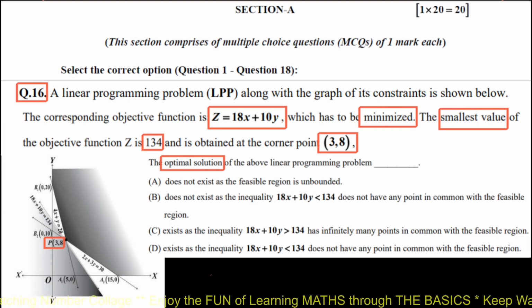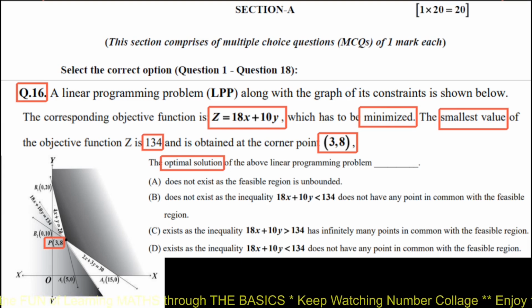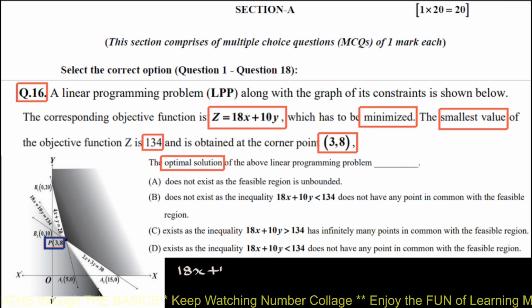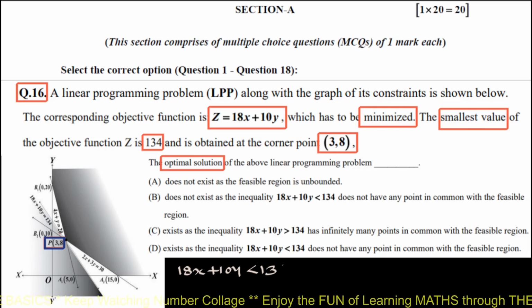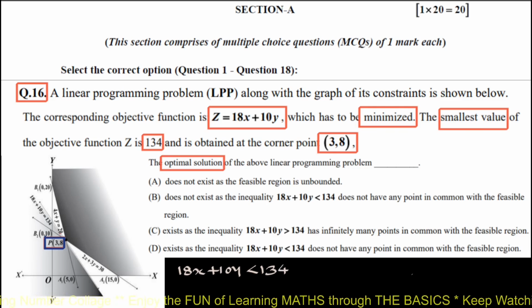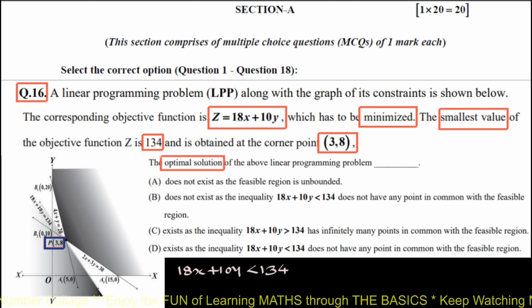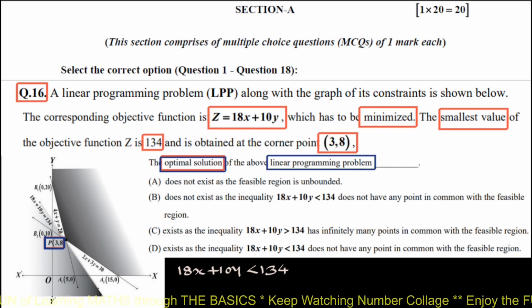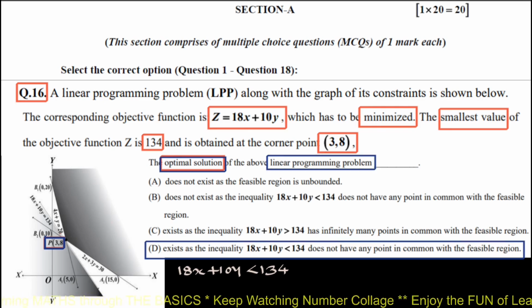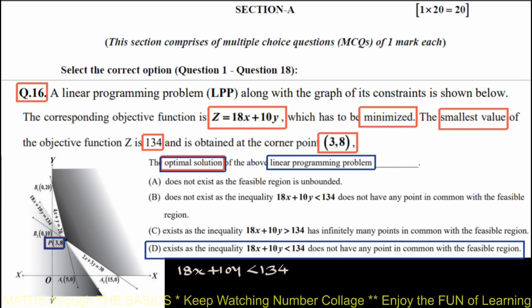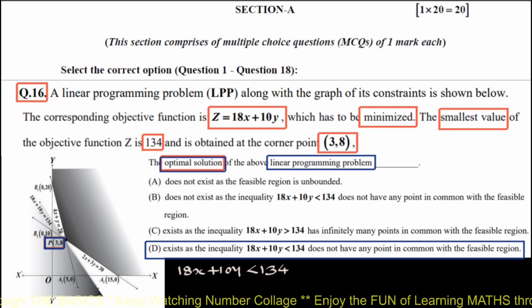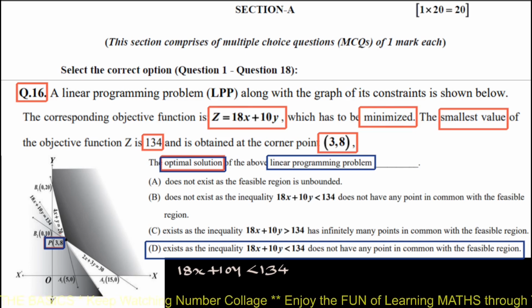From the shape of the feasible region, we find that at the point (3, 8), the linear inequality 18x plus 10y less than 134 does not have any point common with the feasible region. Therefore, for the existence of an optimal solution of the above linear programming problem, option D is correct, which says the optimal solution exists as the inequality 18x plus 10y less than 134 does not have any point in common with the feasible region.